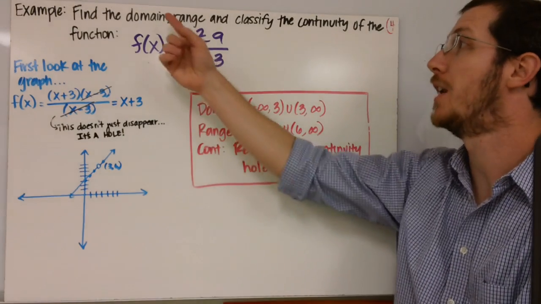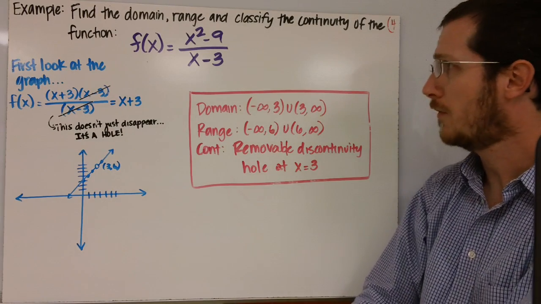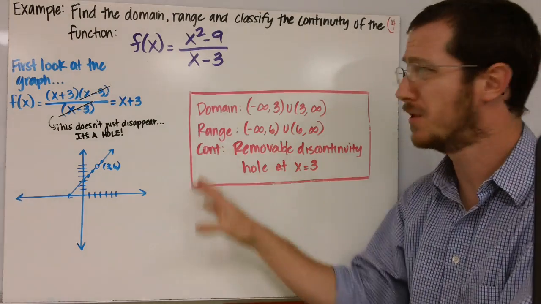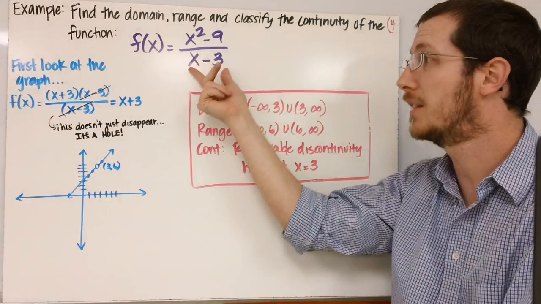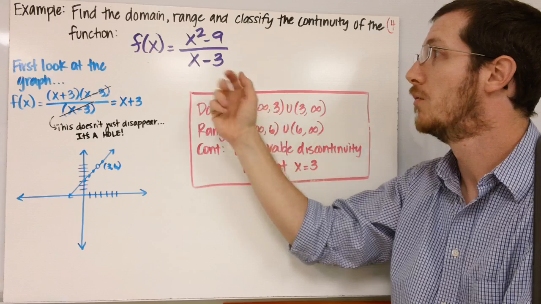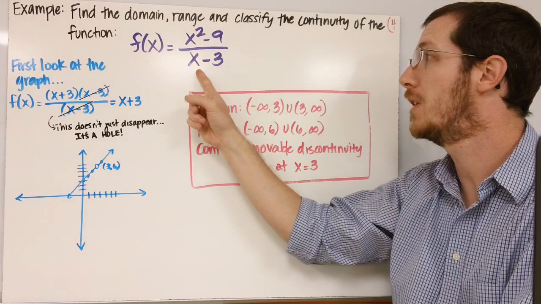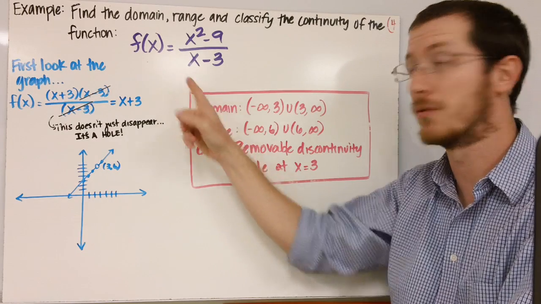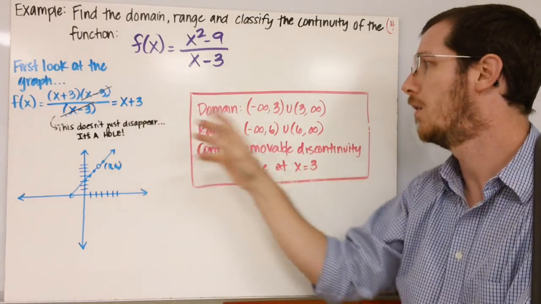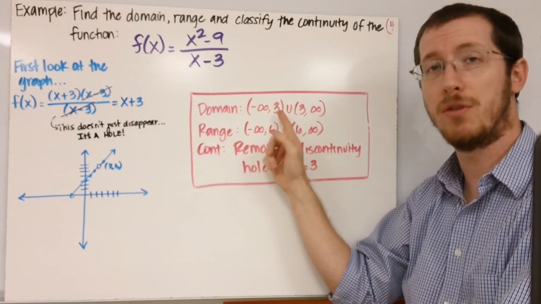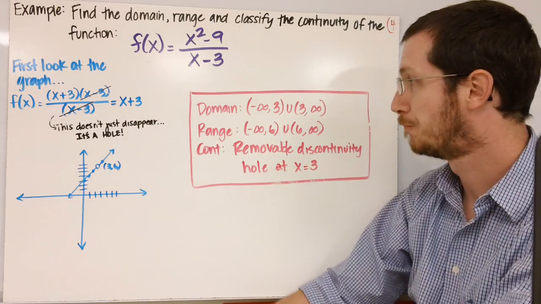Now, we want to find domain, range, and continuity. If we start off with domain, we start off with the set of all real numbers. We've got a fraction with a variable in the denominator, so we want to take that denominator and remove any values that would make it 0. The only value you could put in for x to make that 0 would be 3. So our domain is from negative infinity up to 3, not including 3, then to positive infinity.